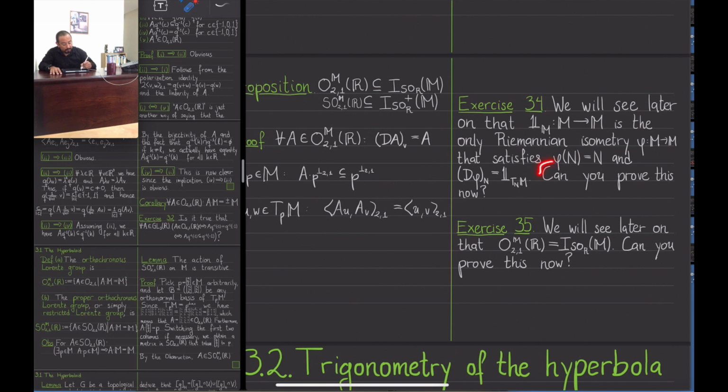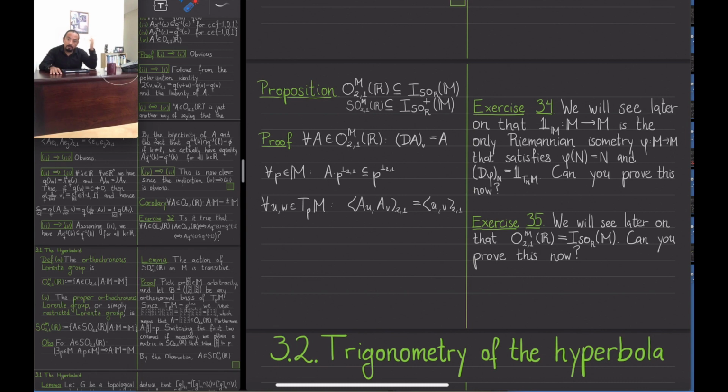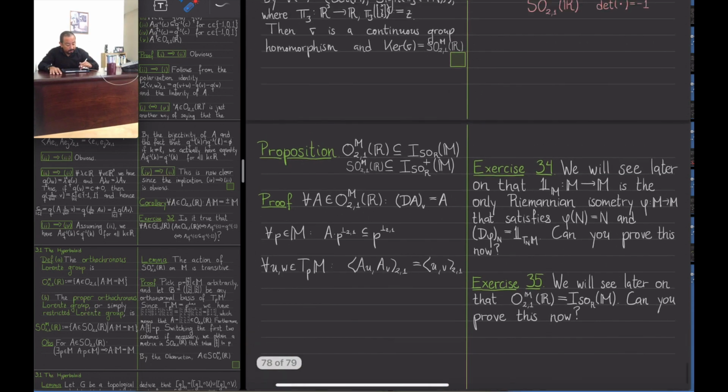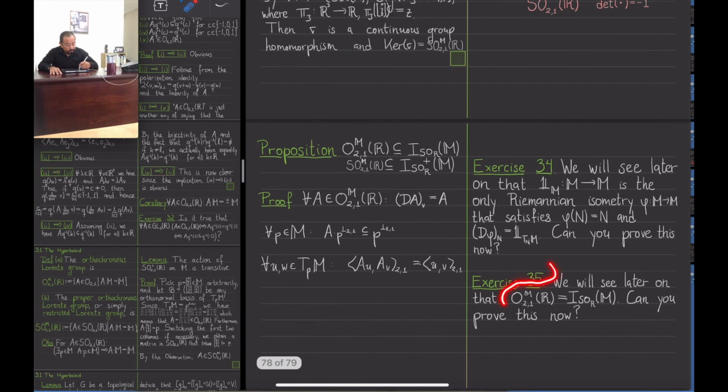And the exercise here is whether you can prove now that the identity is the only Riemannian isometry that fixes the North Pole and has the identity as derivative in the North Pole. In the North Pole only, right? I mean, we wouldn't assume anything else. In particular, you wouldn't assume that it fixes some other point or anything. Okay, and as well, we are going to see later on that this happens. And then the question is whether you can prove this now. I would say that these are right now extremely challenging exercises.